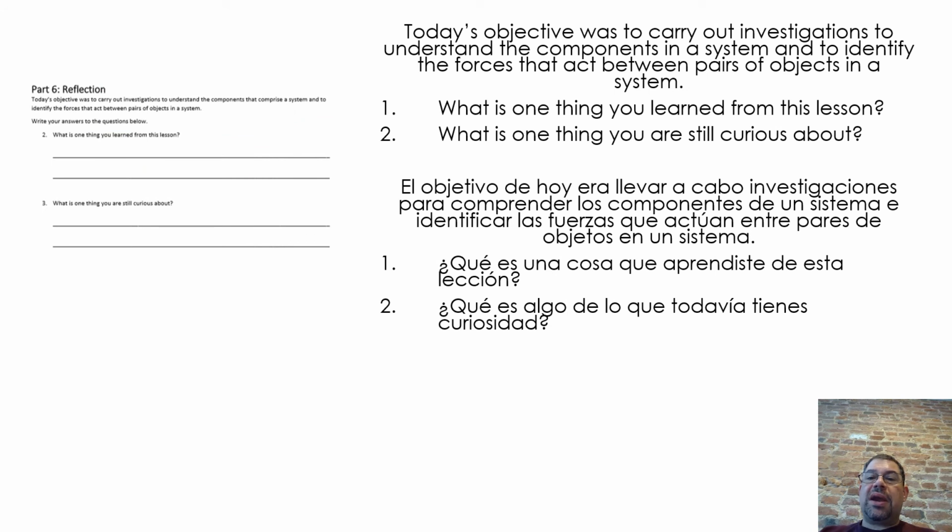Today's objective was to carry out investigations to understand the components in a system and to identify the forces that act between pairs of objects in a system. 1. What is one thing you learned from this lesson? 2. What is one thing you are still curious about?